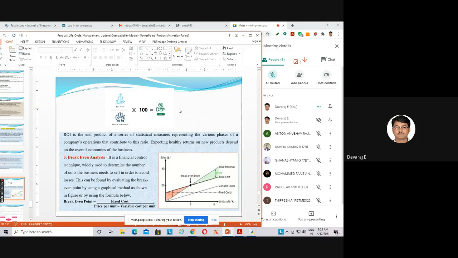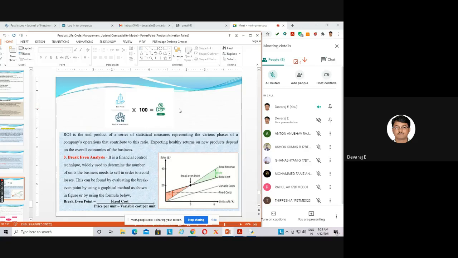So this indicates the return of investment: how much you're investing, how much you're getting. If you invest 5 rupees and get 1,000 rupees, then the rate of return of investment will be large. The percentage will be large, right?